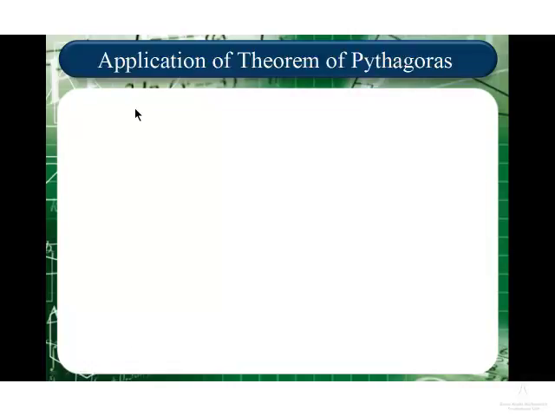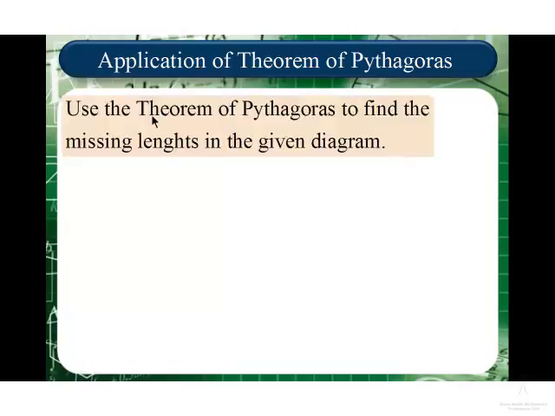Let us look at one of many applications of the theorem of Pythagoras. In this case we will use the theorem of Pythagoras to find the missing lengths in a given diagram. Here we have the diagram, and the question is to find the length of this particular line segment indicated as C. First of all, you have to find the unknowns A and B as well for the lengths as indicated.